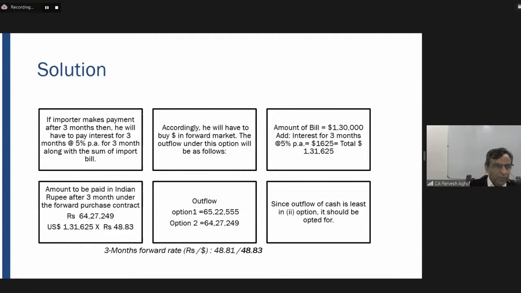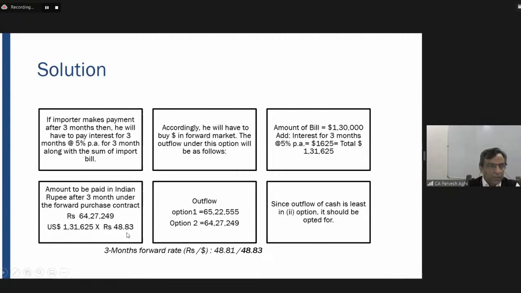Look at the 3 months forward rate here. When we calculated this 64 lakhs 27,000, we multiplied by 48.83, which is the ask rate, because being an importer, he has to purchase the dollar. When you go to the bank, you look at the higher ask rate, and the bid rate is lower. When you're going to sell, you have to pay this. When you want to buy as an importer, you have to look at this rate. So we multiplied by 48.83, and he got his total outflow.